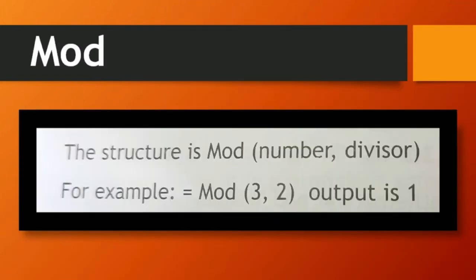Mod. This function returns the remainder after a number is divided by a divisor. To use this function, select it and click on the OK button. In the number box, insert the number and in the divisor box, insert the number you want to divide it by. The formula result is displayed on clicking the OK button. The structure is MOD(number, divisor). For example, =MOD(3,2), output is 1.